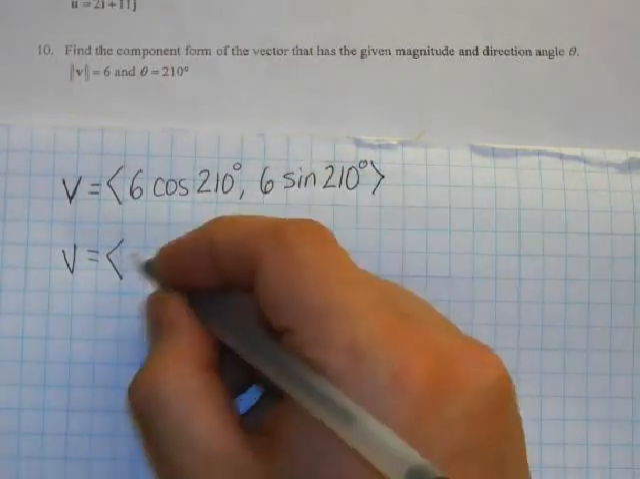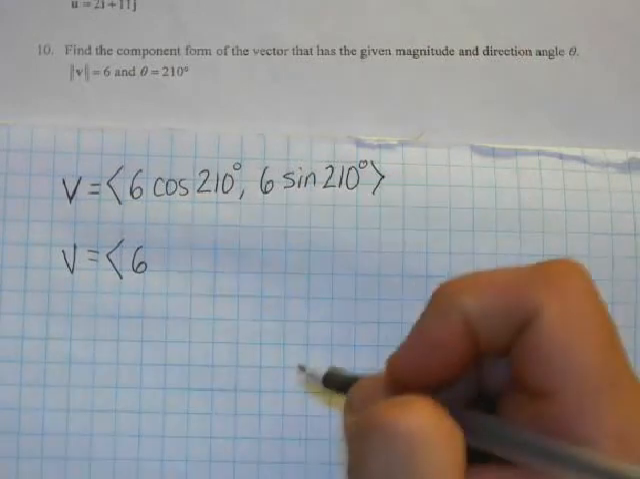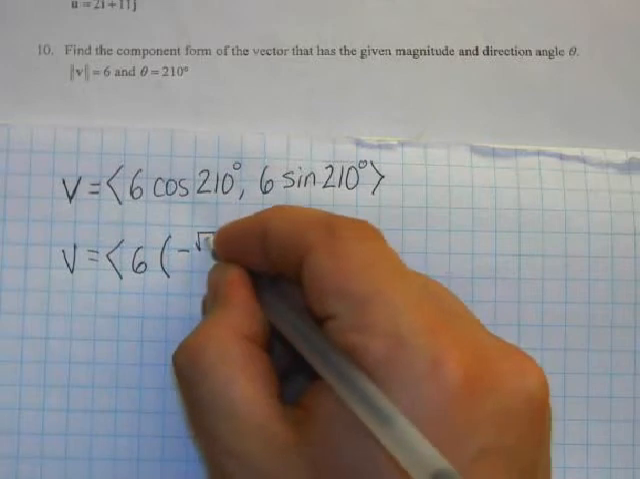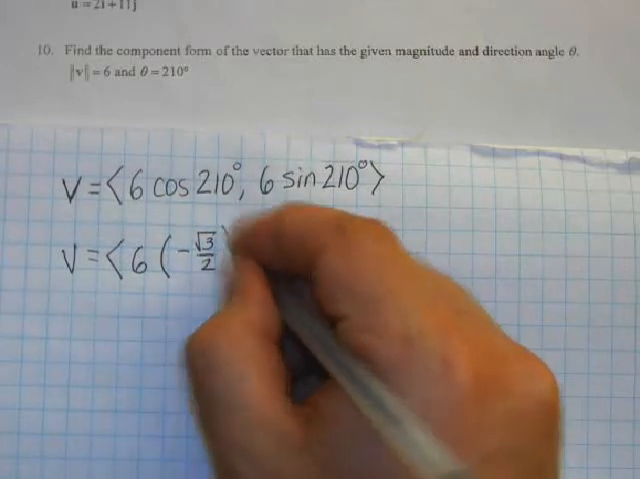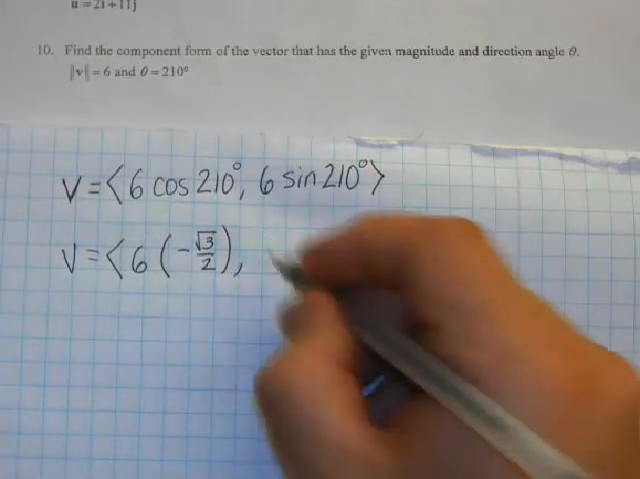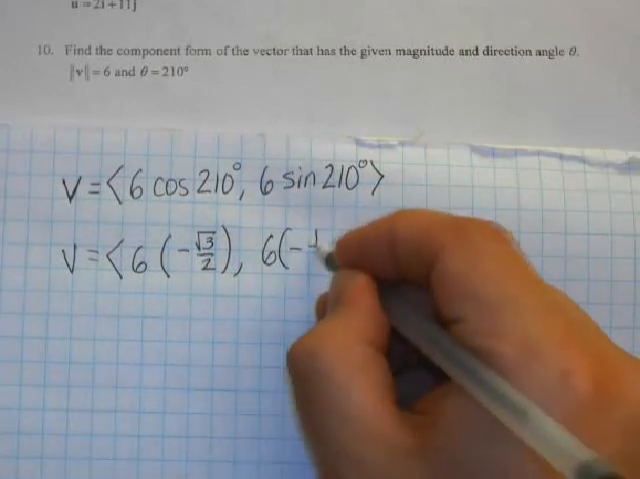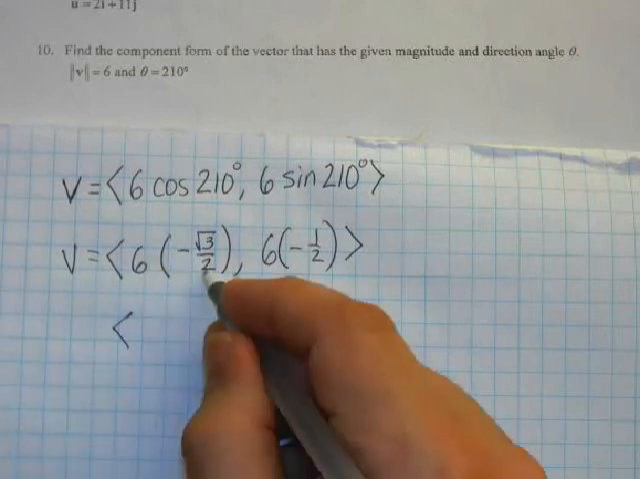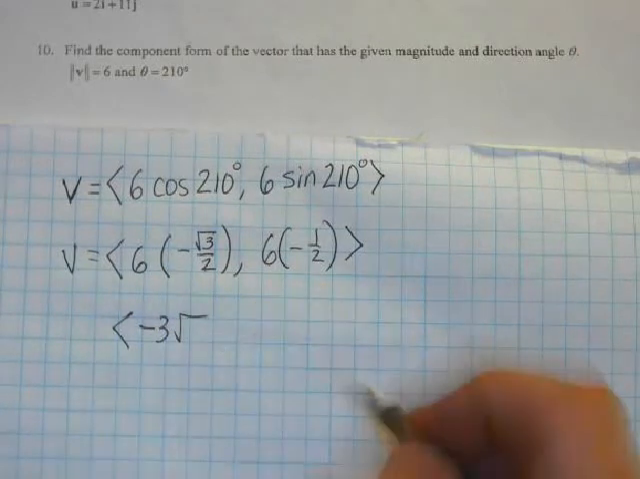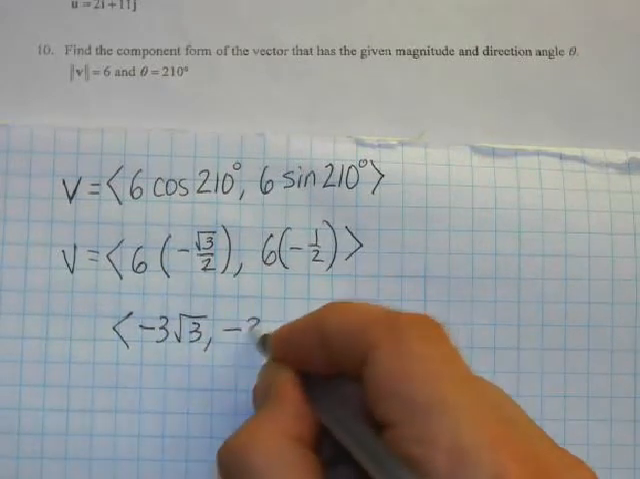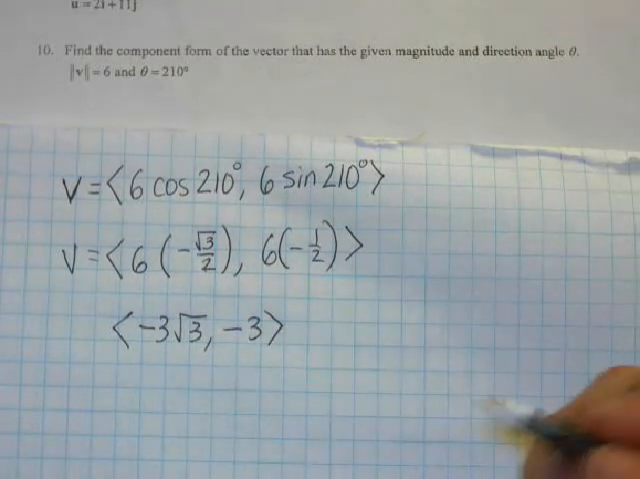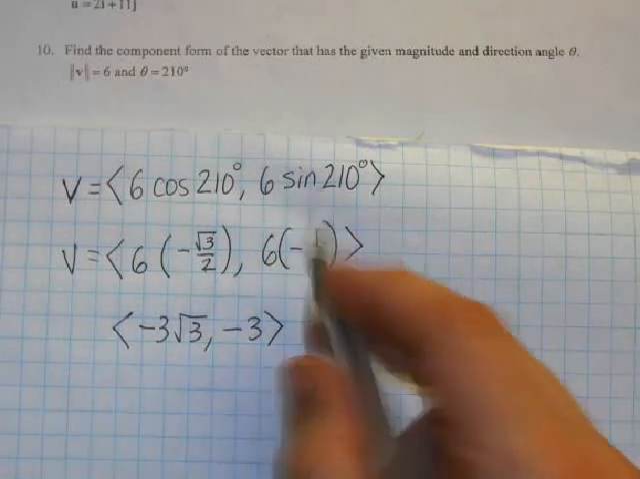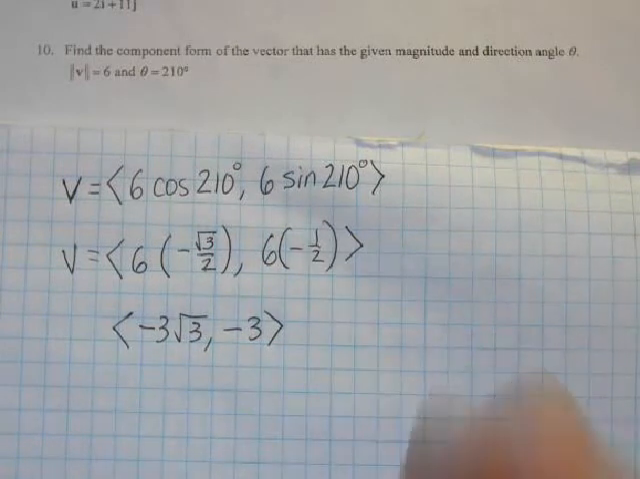Now, since these are special angles, we can write these in exact form. The cosine of 210 degrees is negative radical 3 over 2. And the sine is negative 1/2. So we could write it as 6 divided by 2 is 3. Negative 3 radical 3, negative 3. If these aren't special angles, just feel free to type it in your calculator.